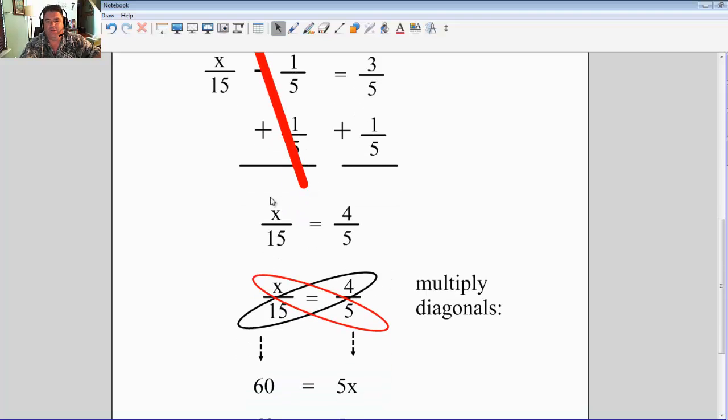One of the easy ways to do this when you have just fractions like this is to cross multiply. In other words, 15 times 4 is 60, and x times 5 is 5x.